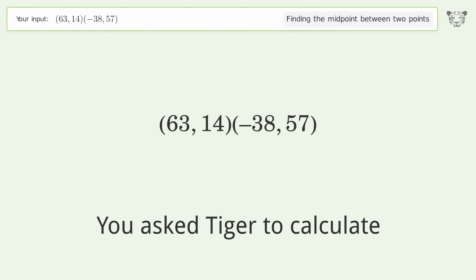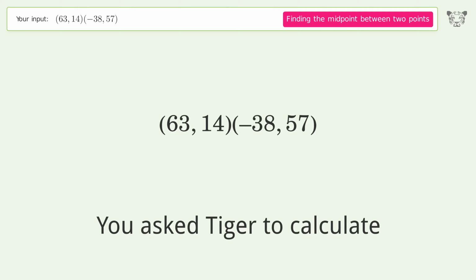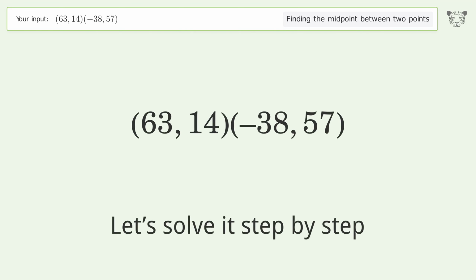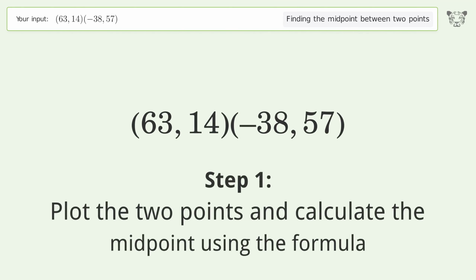You ask Tiger to calculate. This deals with finding the midpoint between 2 points. The midpoint between the 2 points is 12.5, 35.5. Let's solve it step by step. Plot the 2 points and calculate the midpoint using the formula.